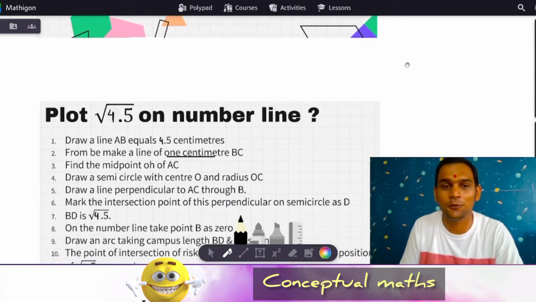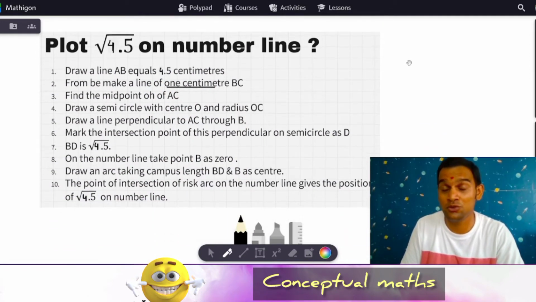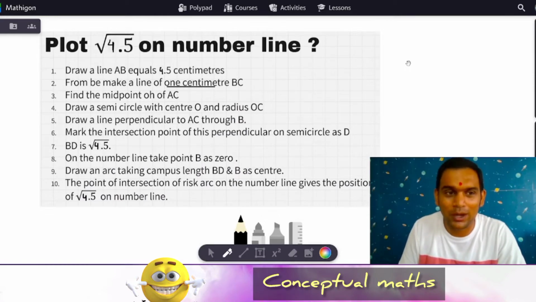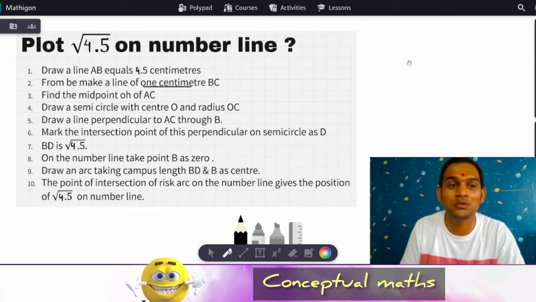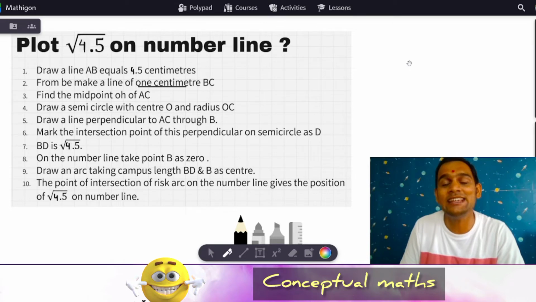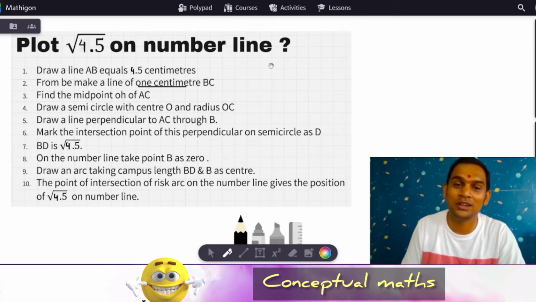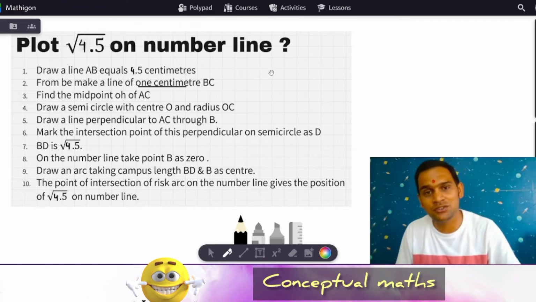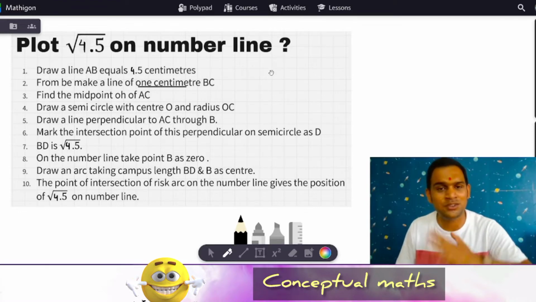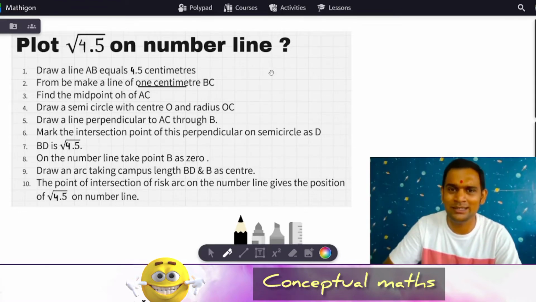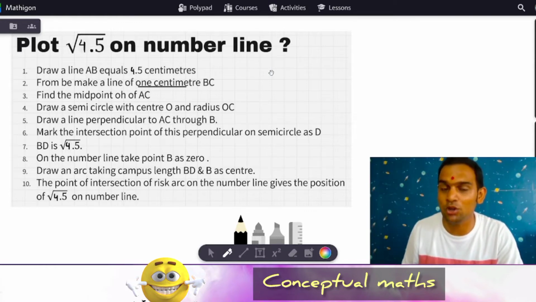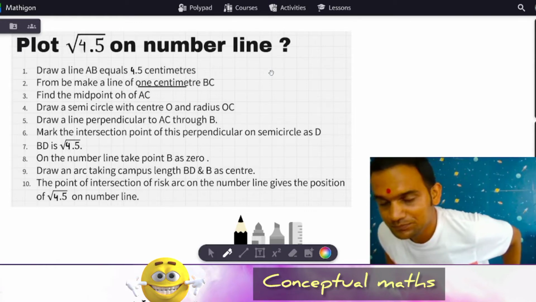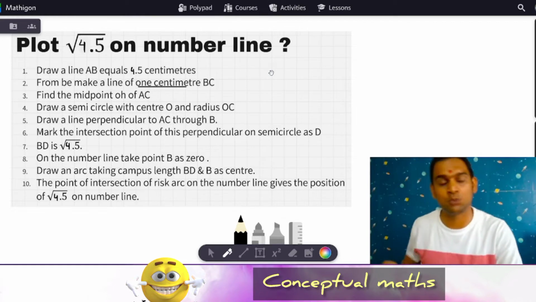So once we have understood what a square root is, let's focus on how we plot the square root of a real number on the number line. Generally I first discuss the proof of the process and then the process, but in this case we will understand the process first and then we will try to prove why this process works.